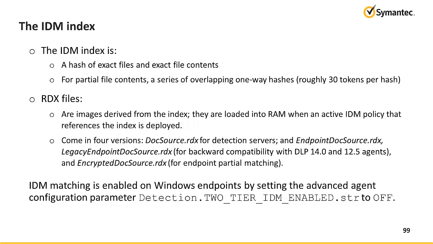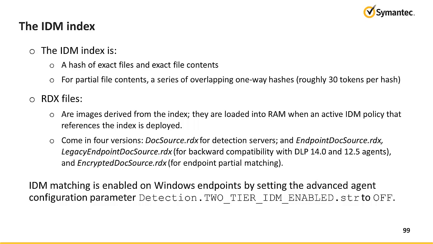The IDM index is a hash of exact files and exact file contents created from your document sources, and for partial file contents, a series of overlapping one-way hashes with roughly 30 tokens per hash. By default, these index files are stored on the Enforce server at ProgramData, Symantec, Data Loss Prevention, Server, Platform, Common, 15.5, Index. Symantec DLP creates 4 different types of secure binary RDX files, which are loadable images derived from the index file.